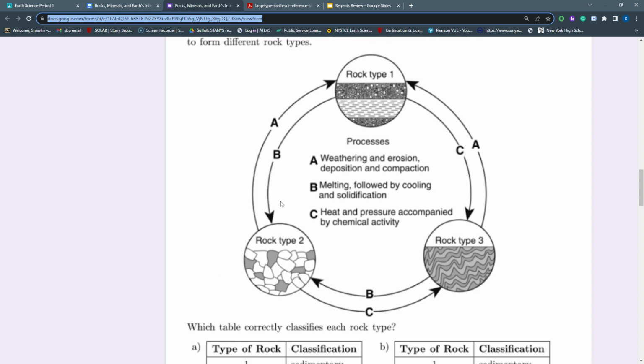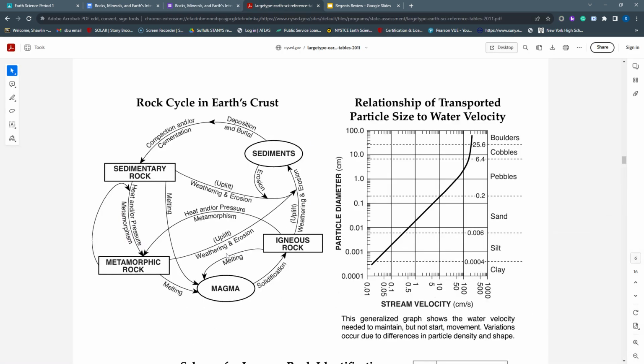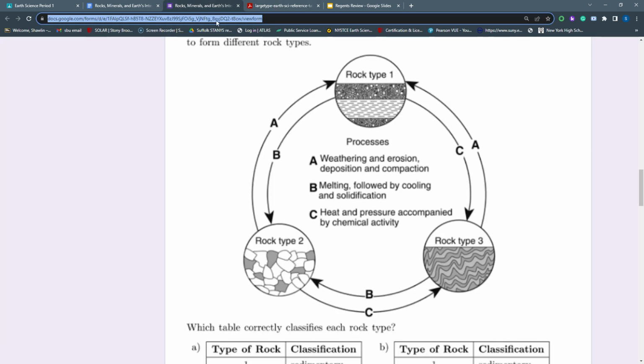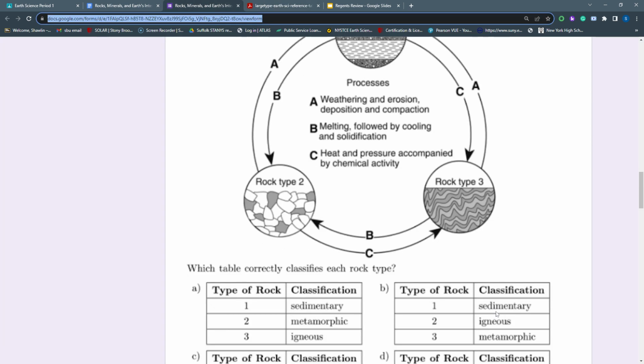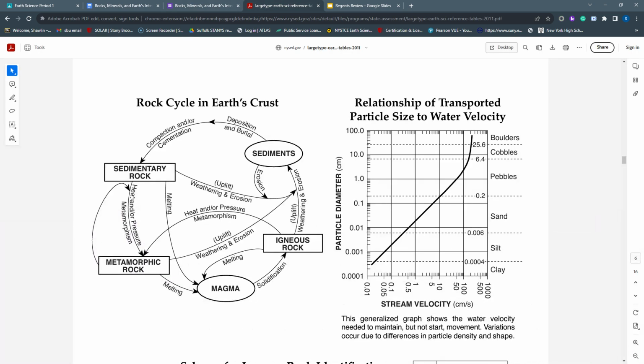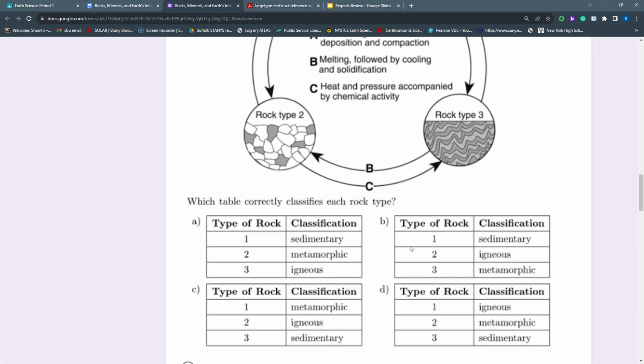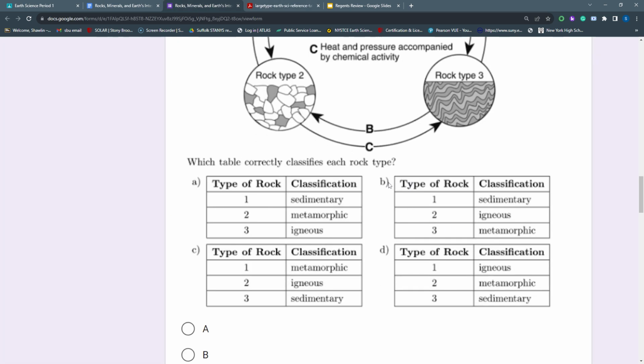Rock type 2 is formed from melting and solidification. Igneous rocks form from melting and solidification, so rock type 2 must be an igneous rock. Rock type 3 is formed from C, heat and pressure. Metamorphic rocks are formed from heat and pressure, so rock type 3 must be a metamorphic rock, and the correct answer is B.